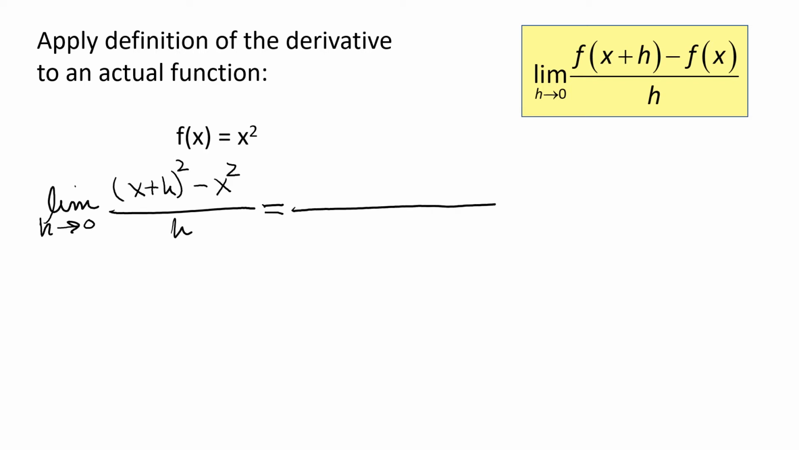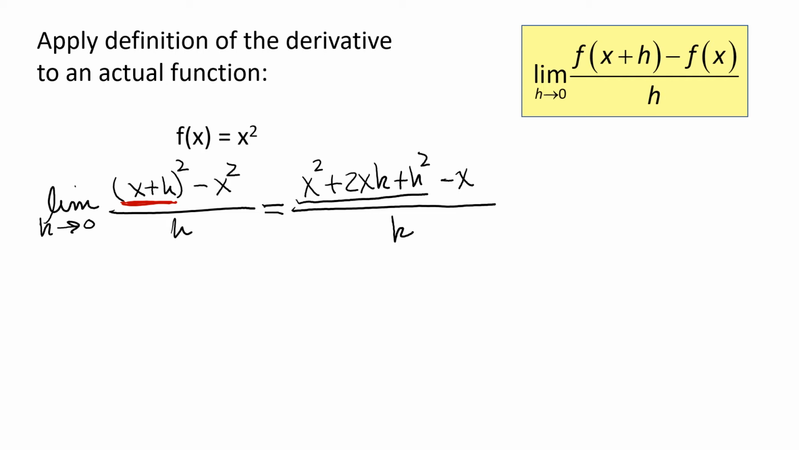So we're going to FOIL out this term right here. So be careful, it's not x squared plus h squared. We have to FOIL it out, x plus h times x plus h. So you will get x squared plus 2xh plus h squared minus x squared over h. And this was the result.